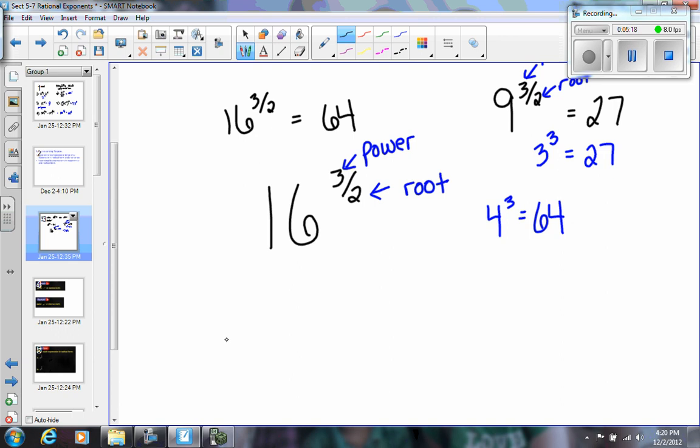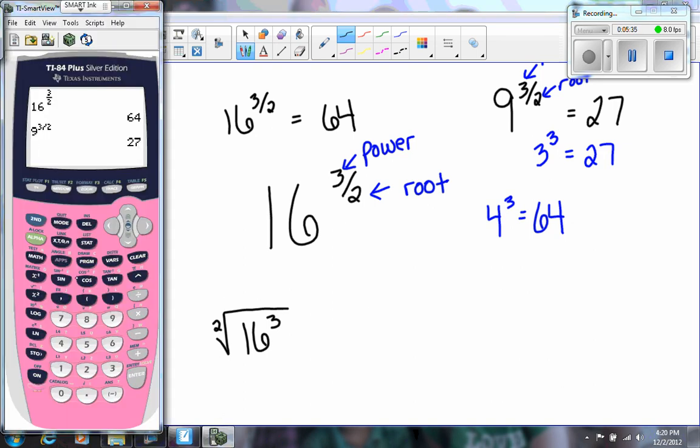I could say it's the square root of 16 cubed. Remember the square root, I don't need to put a 2 here. I could if I wanted to, but this would be the square root of 16 cubed. And I could actually evaluate that on my calculator. If I do the square root of 16 cubed, I get 64. The same thing that I got when I raised 16 to the 3/2 power. So that's just a way of rewriting that.